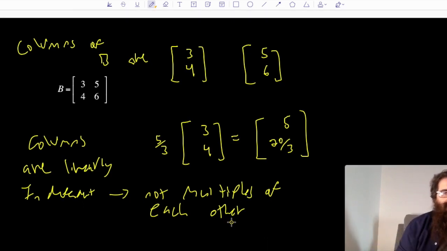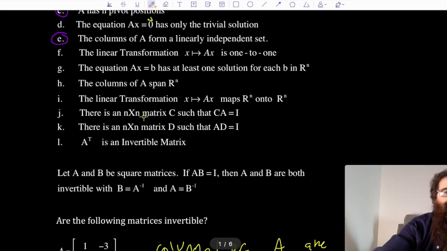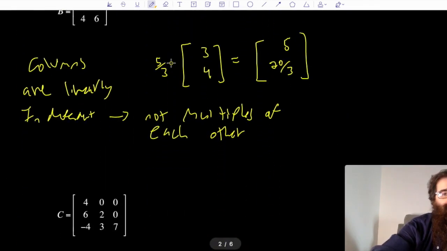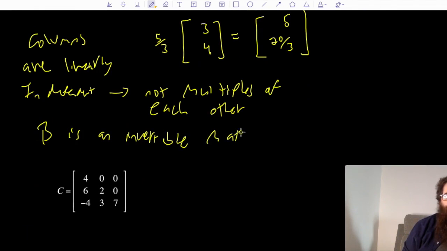You could even treat it very directly. But since the columns are linearly independent, statement E here, the columns of the matrix, in this case matrix B, form a linearly independent set. That means that matrix B is an invertible matrix. So B is an invertible matrix. All those statements on that list should be true.